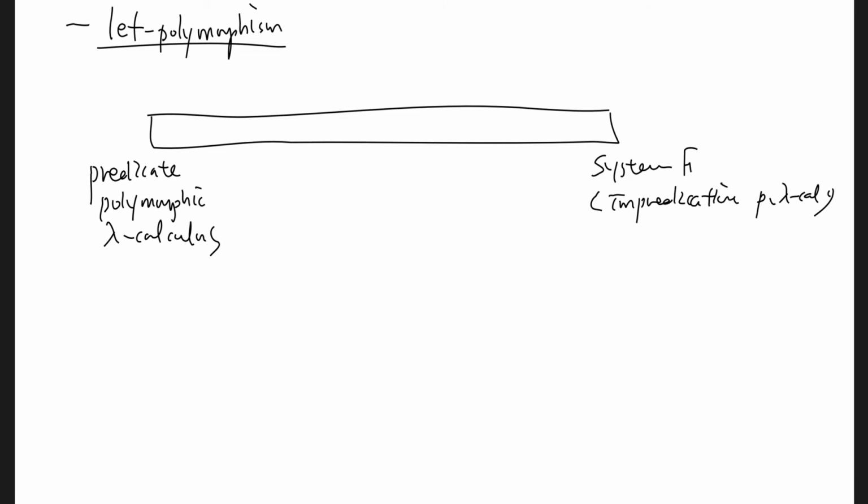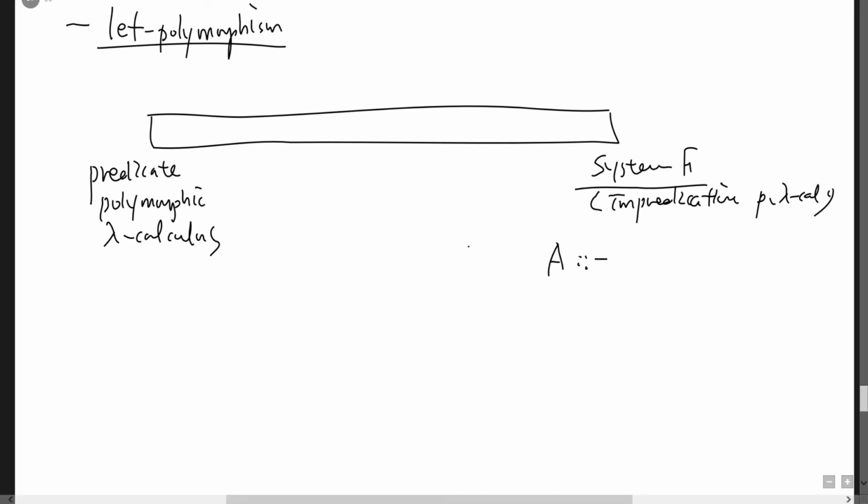So in the case of System F, we have a single syntactic category for types. The types are this function type, variable, and this polymorphic type. And we have only one syntactic category for types.